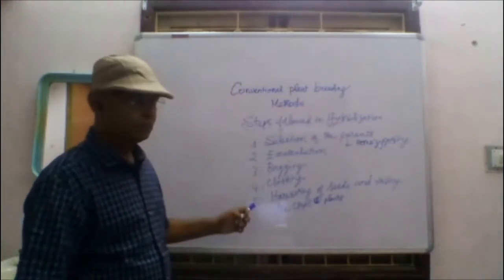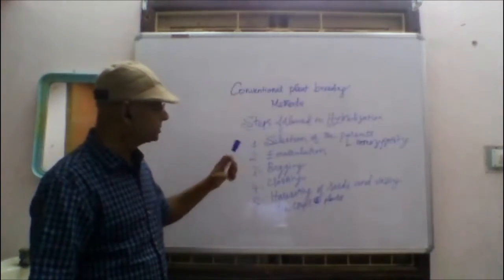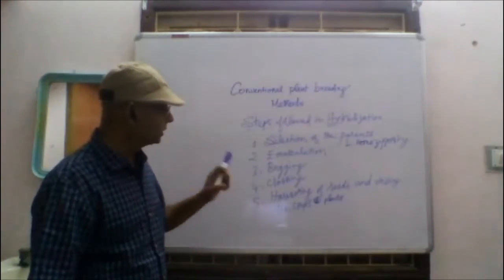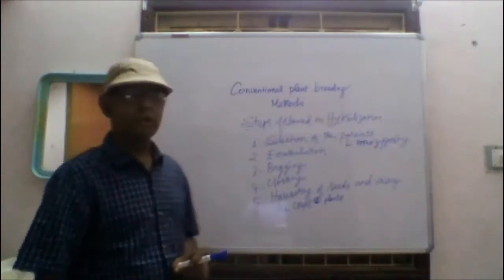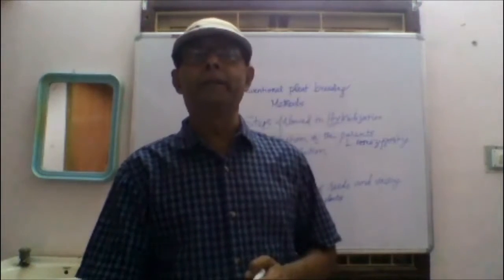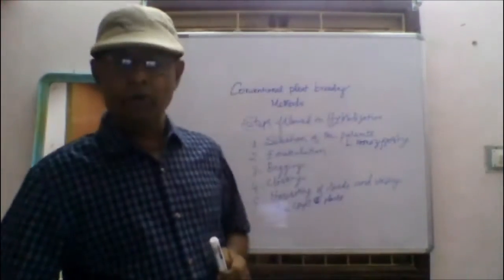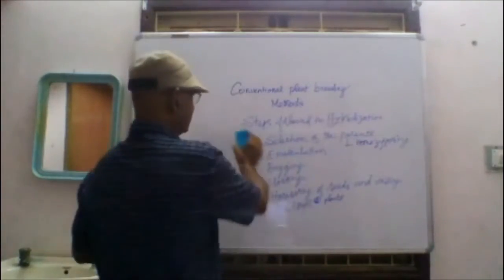Five methods are followed in the hybridization process. First one, selection. Second one, emasculation. Third one, bagging. Fourth one, crossing. Fifth one, harvesting of the seeds. So that is about the techniques involved in hybridization. Now we'll pass on to types of hybridization.